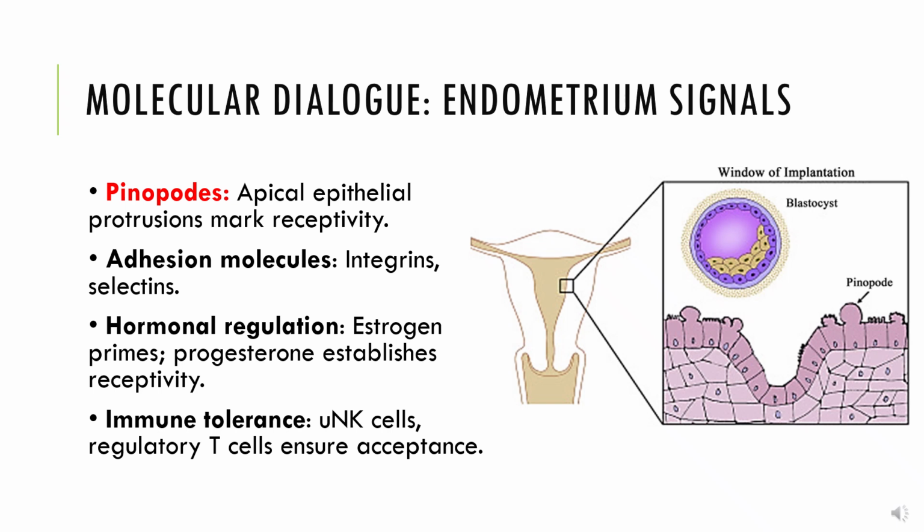The endometrium is equally active in this dialogue. It develops structures on its surface called pinopods, which appear only during the receptive phase and mark the right time for implantation. The endometrium also presents adhesion molecules, such as integrins and selectins, which help the blastocyst attach securely. Hormones play a critical role. Estrogen first primes the endometrium, and then progesterone establishes the receptive state. Immune cells, such as uterine natural killer cells and regulatory T cells, help ensure that the mother's body does not reject the embryo.